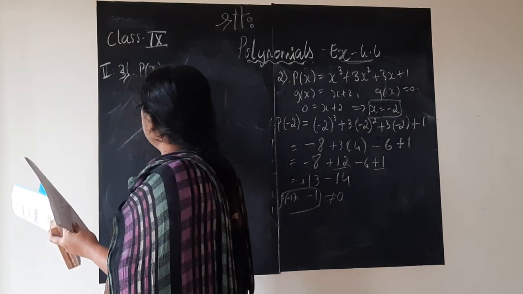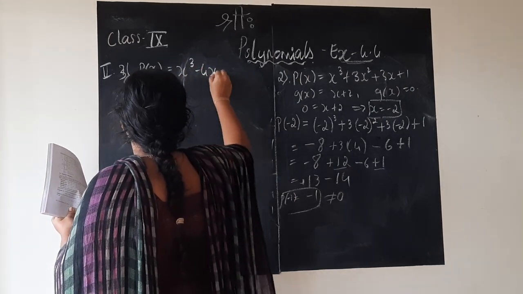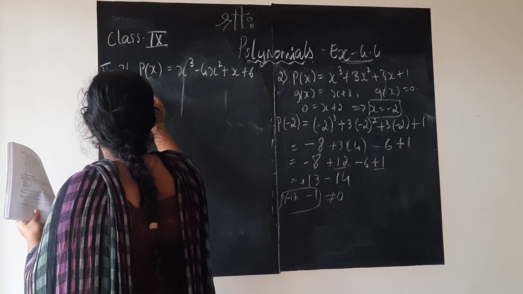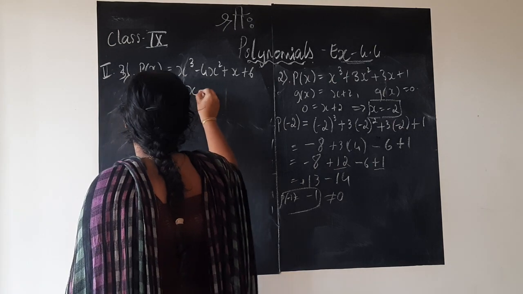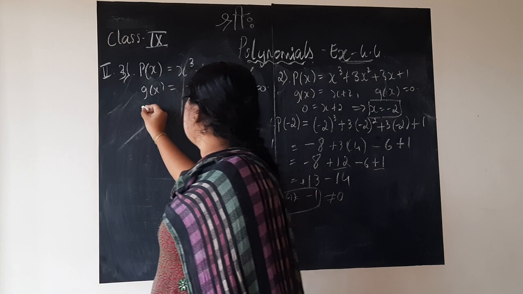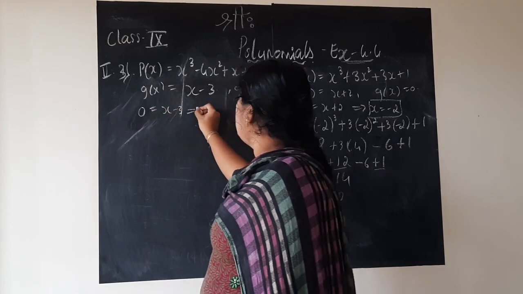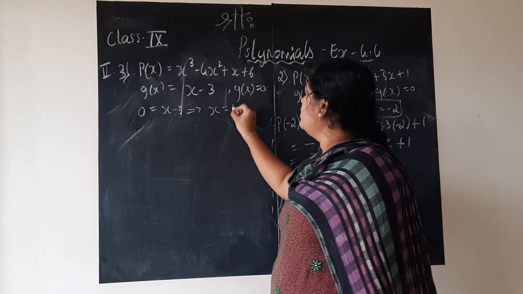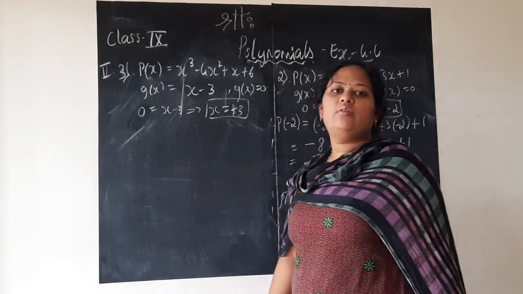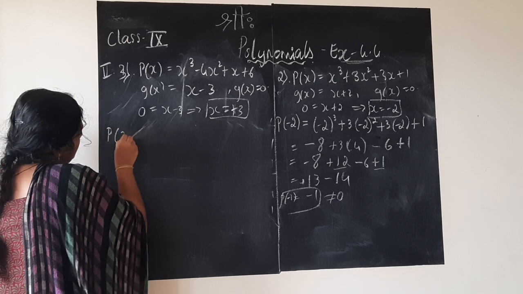Third question, P of x is equal to x cube minus 4x square plus x plus 6, whereas G of x is equal to x minus 3, children. What we will do is we will substitute G of x is 0. So 0 is equal to x minus 3, which means what is x? Minus 3, when you send it to the other side, it will become plus 3. So we got x to be equal to plus 3. x is equal to plus 3 needs to be substituted here in place of x.